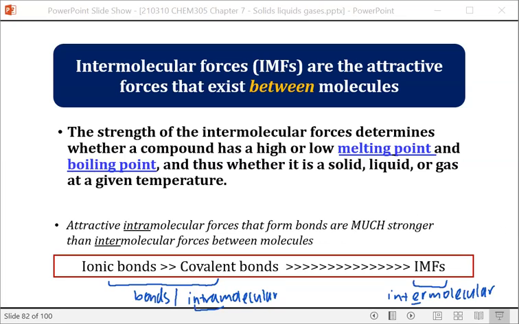So I just like to point out that distinction: when we're talking about IMFs, we're talking about the attractions between molecules, and they matter, right? They affect the melting point and the boiling point, but they're not nearly as strong as the forces that hold chemical bonds together. It takes a lot more energy to break a chemical bond than it does to disrupt an intermolecular force and get a solution to, say, undergo a phase change from a liquid to a gas.